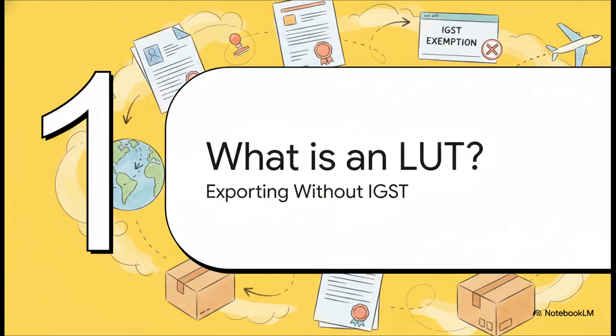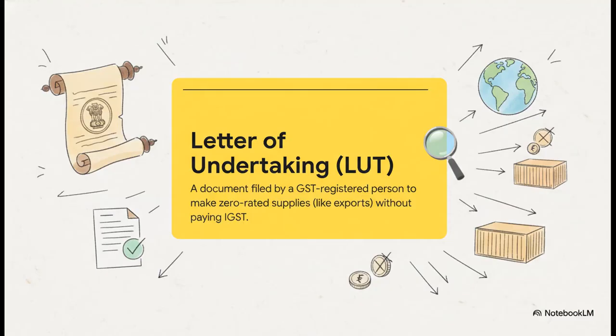All right, first things first. What exactly is this document? What is this key that unlocks your ability to export without paying IGST up front? You know, the easiest way to think about it is as a formal promise. You're basically going on the GST portal and telling the government, hey, I promise to meet all the requirements for exporting. And in return for that promise, they say, great, you can go ahead and make these zero-rated supplies, like your exports, without having to pay us IGST first. It's a total game changer.